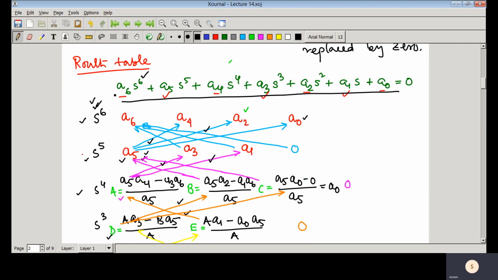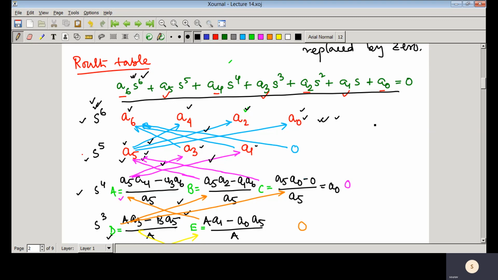write the highest degree here, and then we need to write s5, s4, s3 like this, and the first row would start with the highest order. That means here it is s to the power 6, then a6, a4, a2, a0, all the even coefficients. In the next row you have the odd coefficients, and always the multiplication is like this.